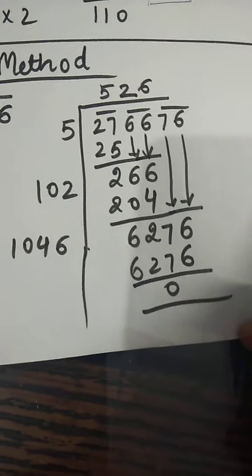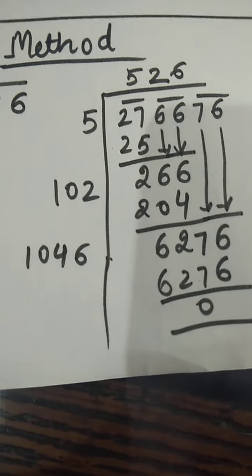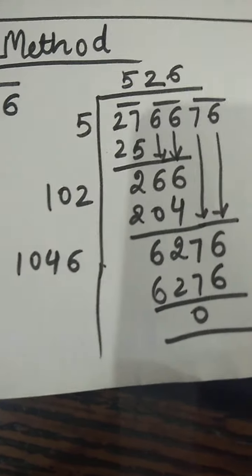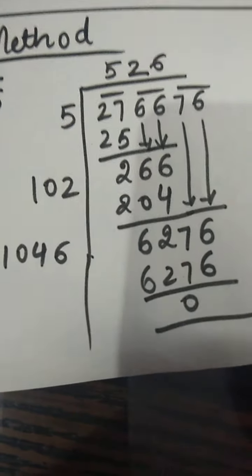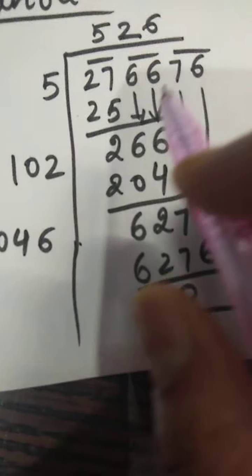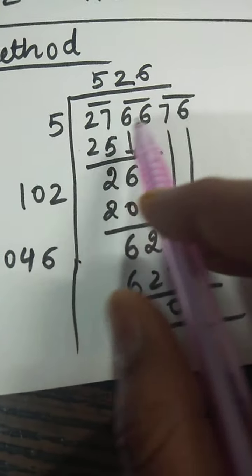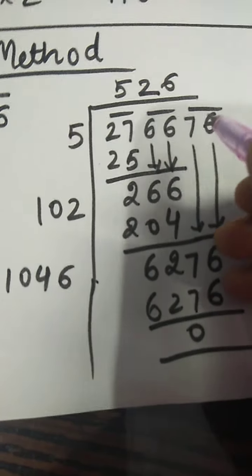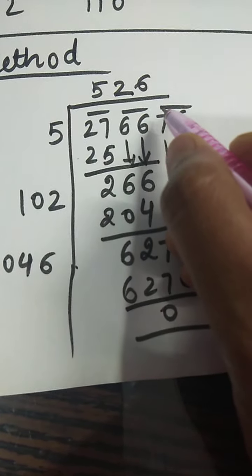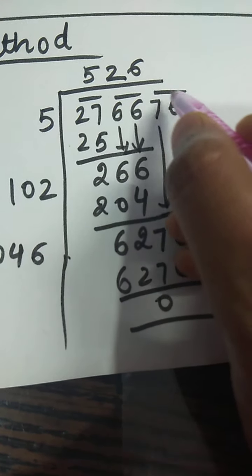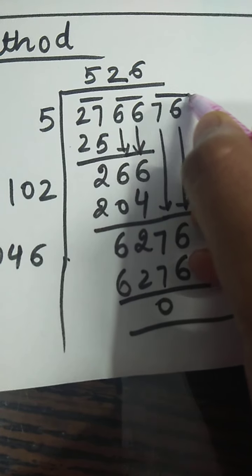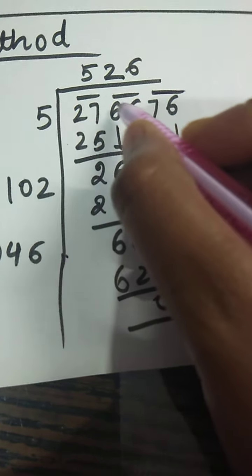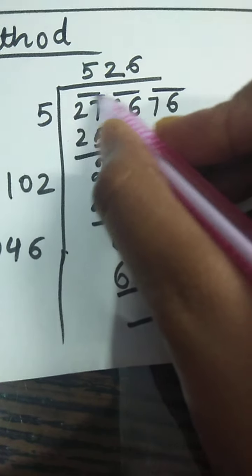Now class, understand this very properly. In the first step, to find by the division method, we will pair the number given in the question from the right hand side. As we have paired here, we will always pair the number from the right hand side. So we have paired this 76, then 66 and 27.